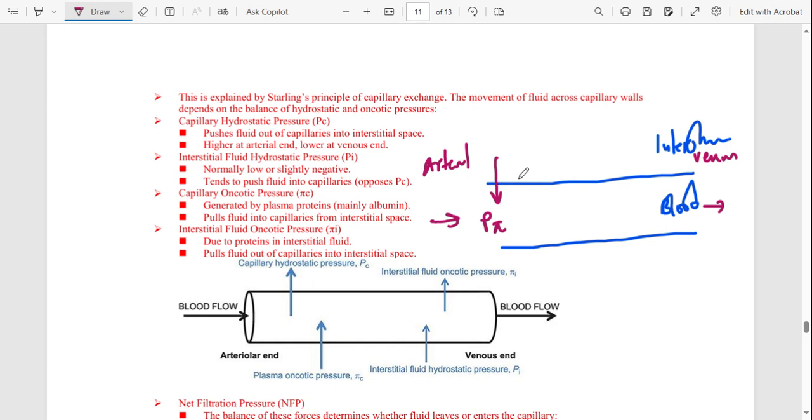And then there's a pressure that pulls things away from the vessels. We call that the hydrostatic pressure of the plasma. So hydrostatic pressure is pushing away, oncotic pressure is keeping. And I've said oncotic pressure is because of proteins. The specific protein here is albumin.